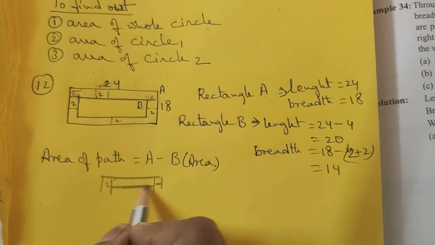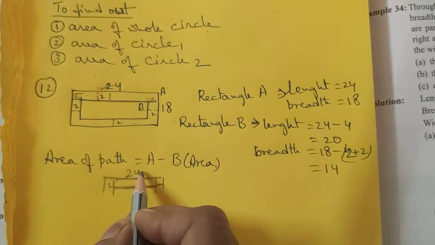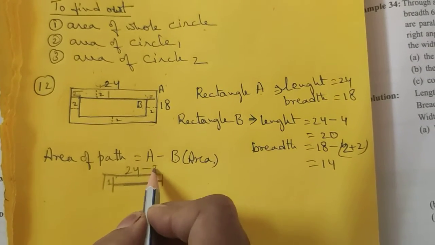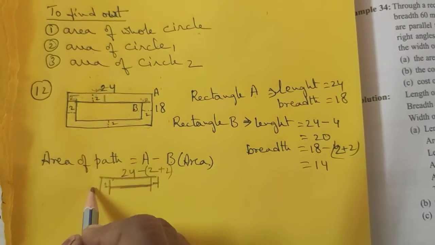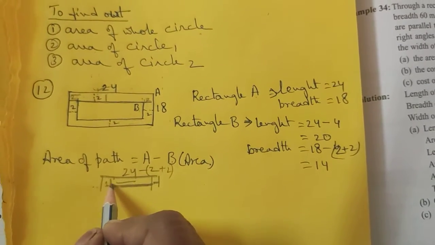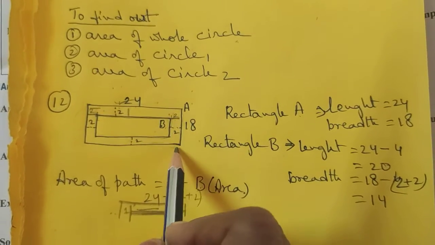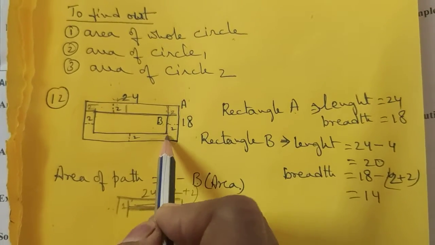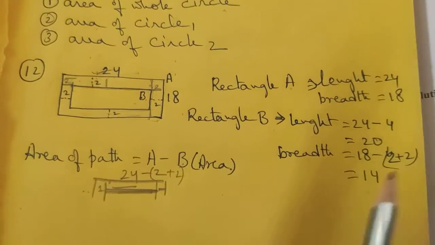So how much will this length be? This is 24 suppose. So 24 minus this 2 plus this 2, means you have to subtract this, and you will get this answer. Okay. Similarly you get the breadth. This is 18, this is also 2 and this is also 2. Clear? So you get the breadth 14.